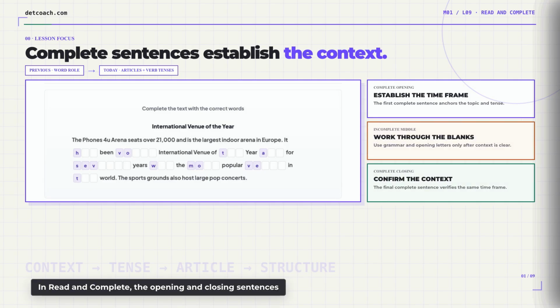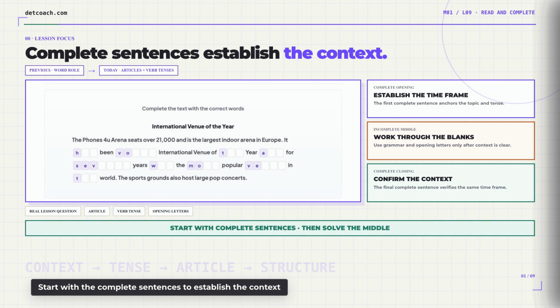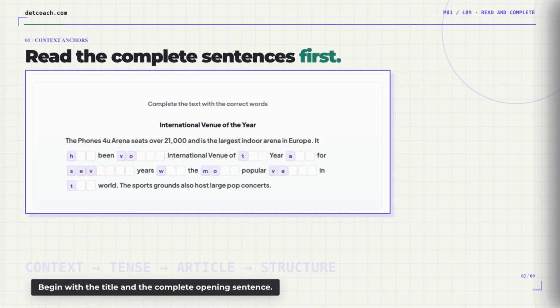In Read and Complete, the opening and closing sentences are shown in full, while some words in the middle sentences are incomplete. Start with the complete sentences to establish the context of the passage, and then work through the blanks in the middle. Begin with the title and the complete opening sentence.